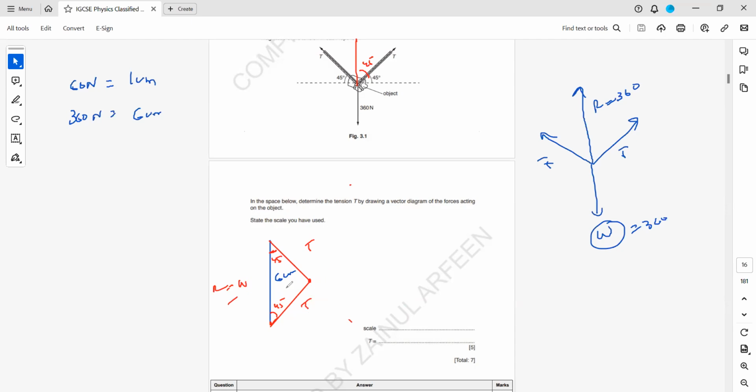Now how do we get the value of T? You just have to measure this length. As an example, say it is 5 centimeters. As we selected the scale in the beginning, 60 newtons equals 1 centimeter. So if we got 5 centimeters, how many newtons will that be? We cross multiply, and in that case we get 300 newtons. Because I did not measure, it may not match the marking scheme answer, but this is how it can be done. This is the scale diagram in which we use a triangle method.